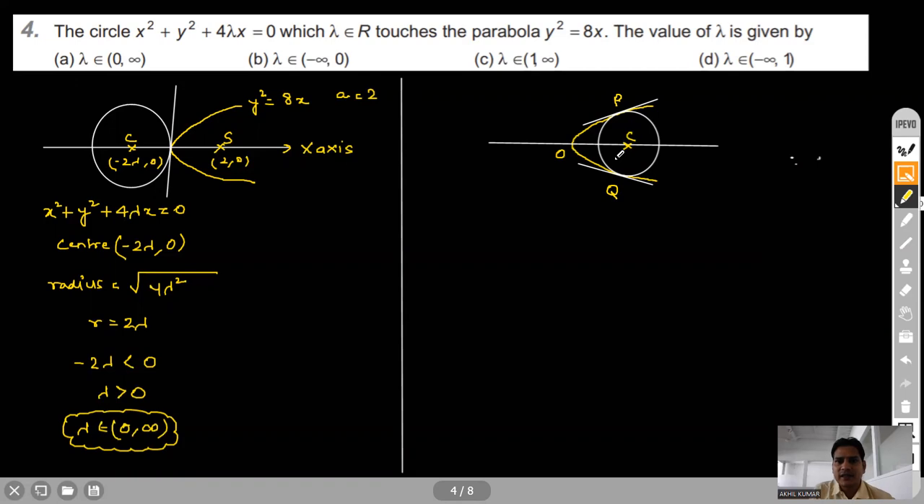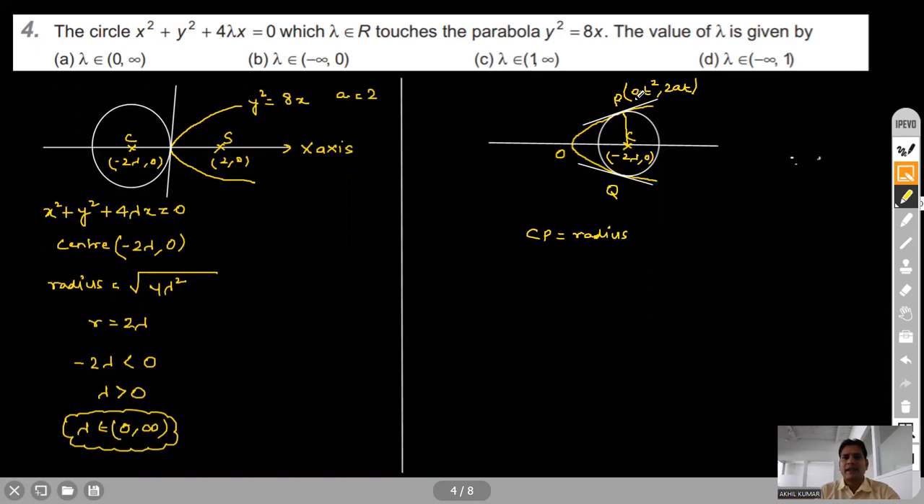Okay, and the coordinates of C are given as minus 2 lambda comma 0, this we know. So basically, we will take a parametric point at this P, that is at square comma 2at, and we will write the equation of the tangent. That tangent will behave as a tangent to this circle also. So we will take the distance from the center to that tangent and equate it to the radius of the circle. So basically this CP will be equal to the radius of the circle.